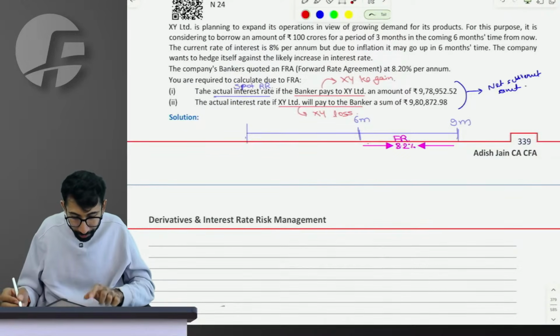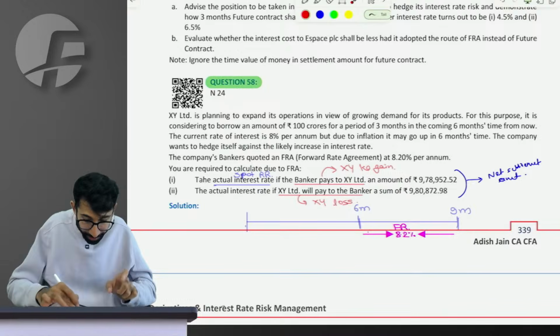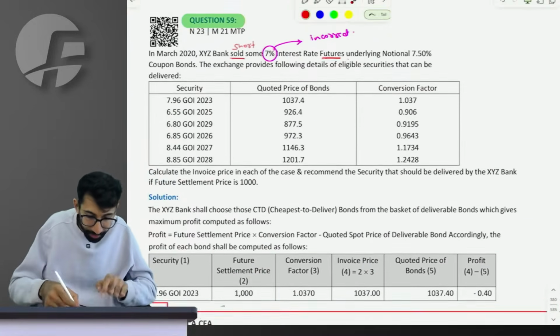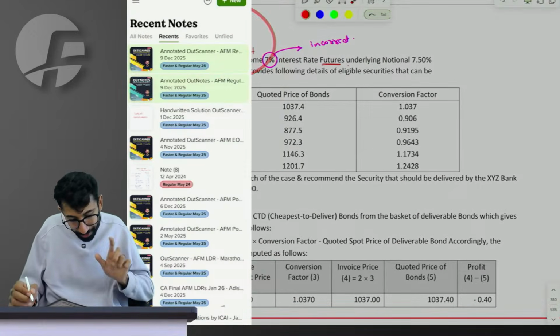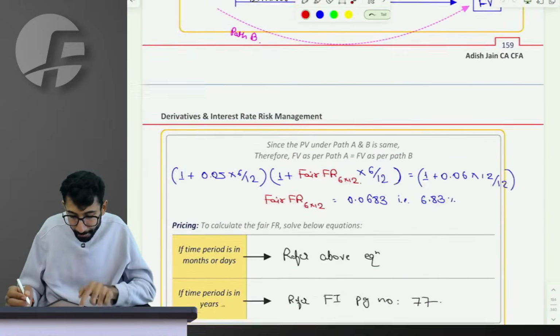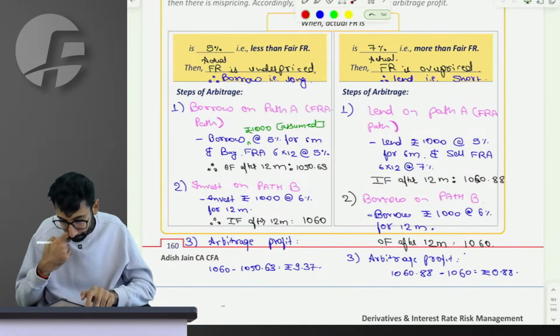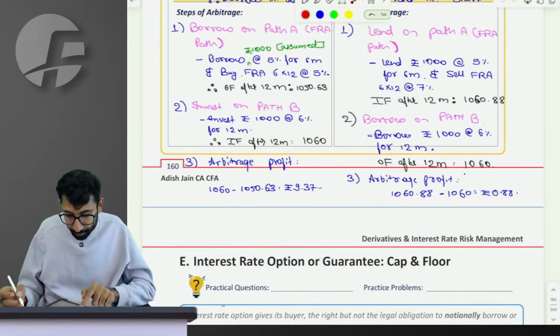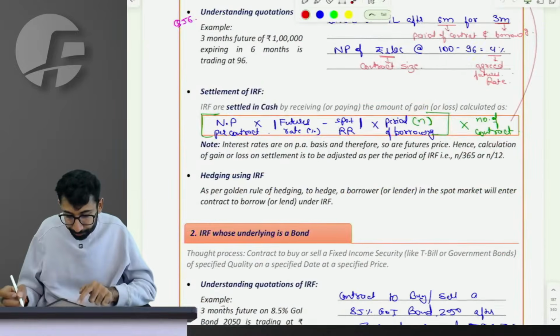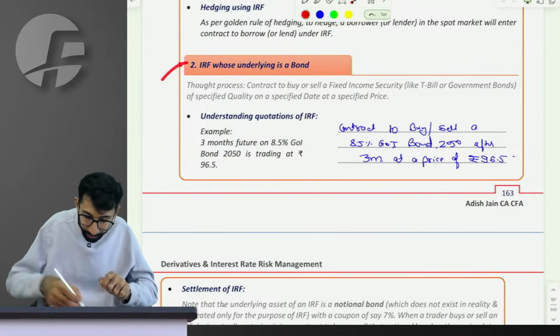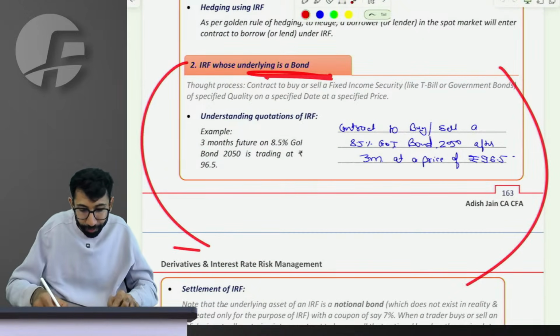Next question, people, that we're going to do in the class. 58 is a brilliant question, you'll have to do it on your own. The next question we're going to do is question number 59. Come on. 59th, people. Sir, 59th you'll be able to do after learning another contract in futures.